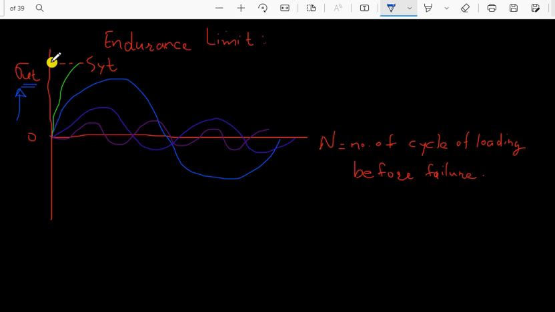But we are talking about this green line. If you reduce the load, you will find that if you create a stress lesser than, just a minute, lesser than SYT here.